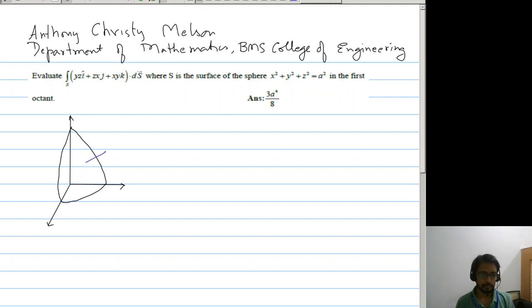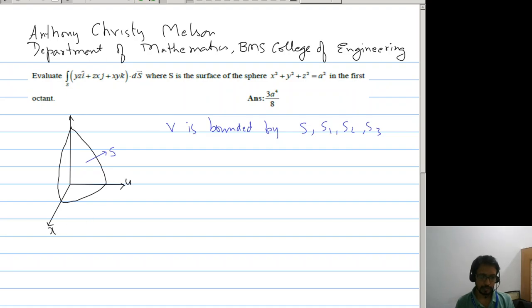So we have the surface S here. Now, to apply the Gauss divergence theorem, we require the closed surface. So if I consider the section of the sphere in the first quadrant as a surface S, I can convert this to a volume V by considering three more surfaces: S1, S2, and S3.